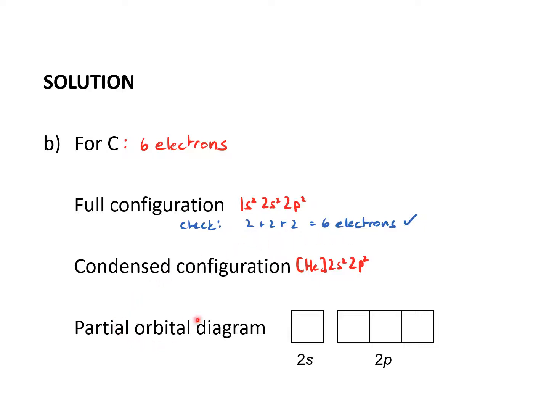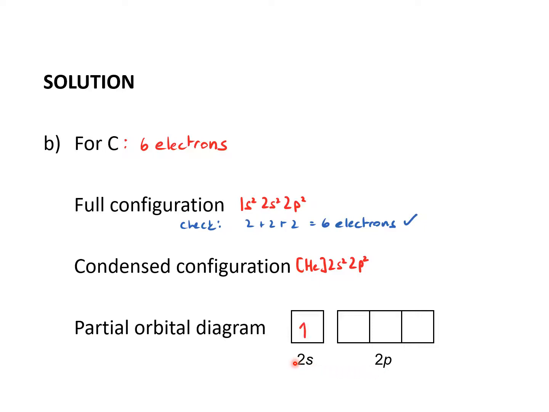For the last part of the question, we're asked to write the partial orbital diagram for carbon. And for the partial orbital diagram, we're only interested in the highest energy orbitals, so the 2s and 2p atomic orbitals. And what this tells us is that we have 2 electrons in the 2s atomic orbital, and we have 2 electrons in the 2p atomic orbitals. And so, filling in our partial orbital diagram from lowest energy to highest energy, we always start with the s orbital because it's lower in energy than the p orbital.